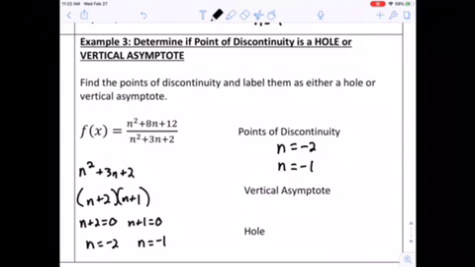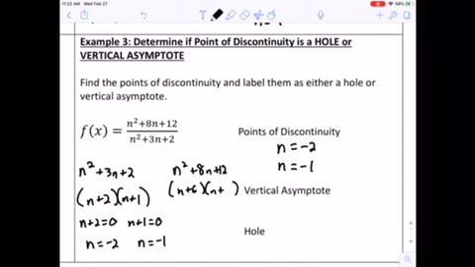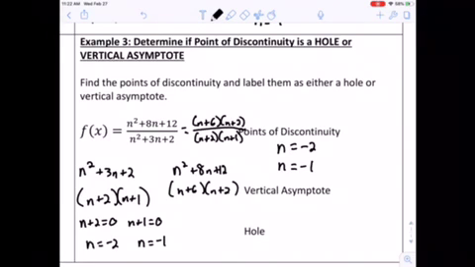Now, factor the numerator. Okay, what multiplies to 12 and adds up to 8. And if you figure that out, that's going to be n plus 6 and n plus 2. So if I rewrite this fraction with n plus 6 times n plus 2 on the top over n plus 2 times n plus 1 on the bottom.